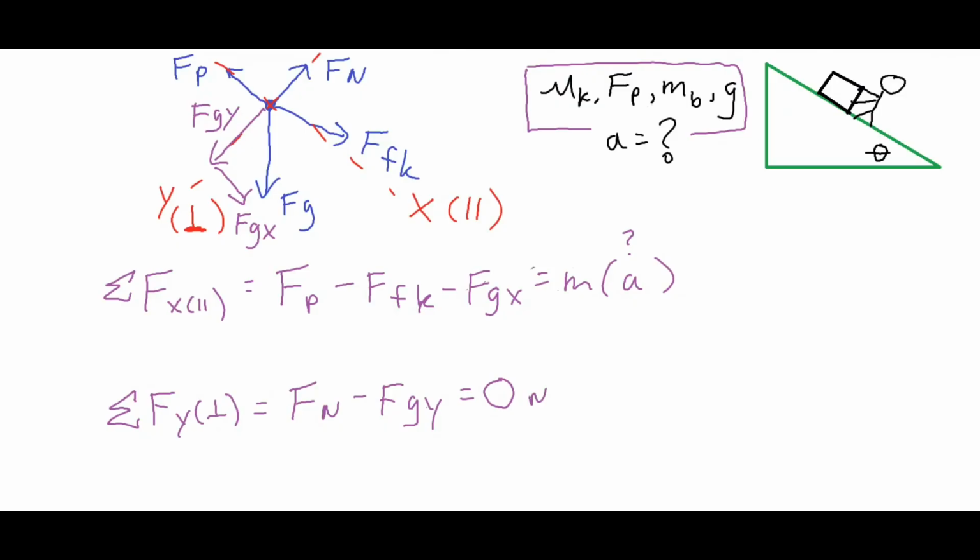So we have Fp, this one's good, we can kind of leave it as is. We have Ffk, which is going to be mu times the normal force, okay? Mu actually works because that's one of our variables that we want in terms of, but Fn, we're going to have to find some way to substitute that out. And then same thing for our Fgx.